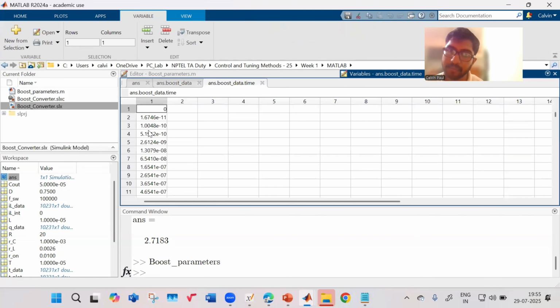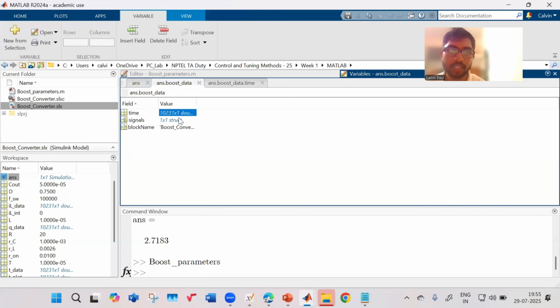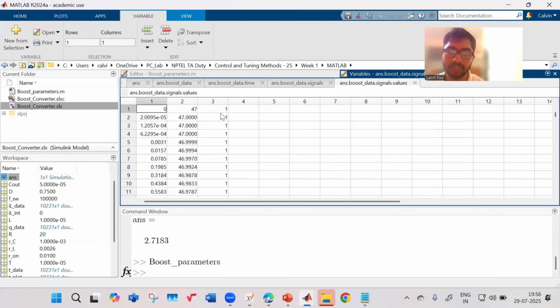So this is the time, where it gives the time instance 0, 1.67 into 10 to the power minus 11. Very, very small durations it has to save. It has saved that. Similarly, signals are there and signal values are there. This is my IL, my V out, and my Q. All these are given over here. So this is IL, V output, Q.